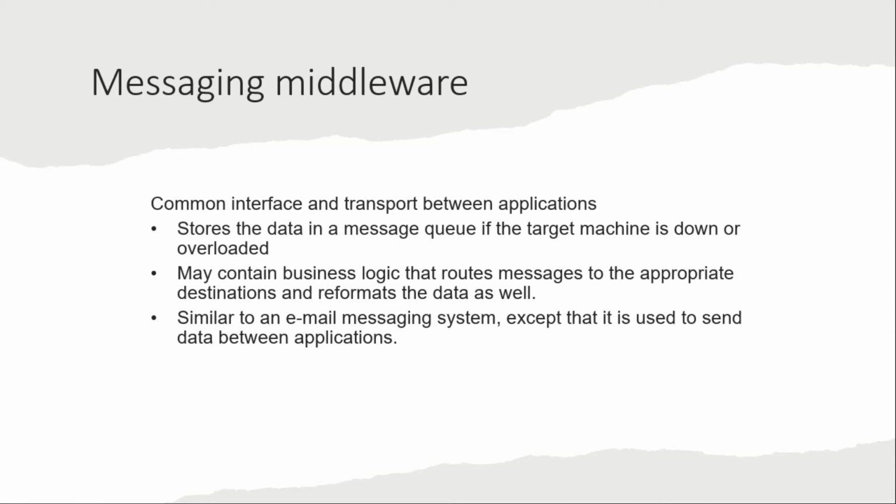So what is messaging middleware? Messaging middleware is a common interface and transport between application. It stores the data in a message queue if the target machine is down or overloaded. It may contain business logic that routes messages to the appropriate destination and reformats the data as well. It's similar to an email messaging system except that it is used to send data between applications.